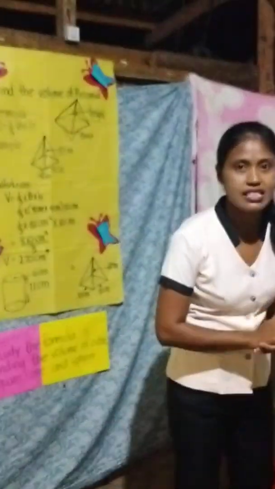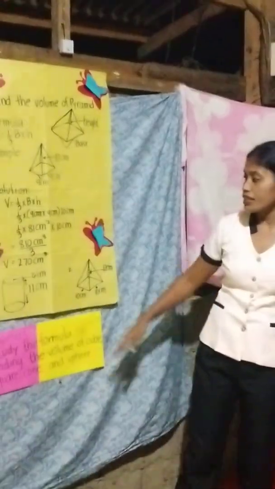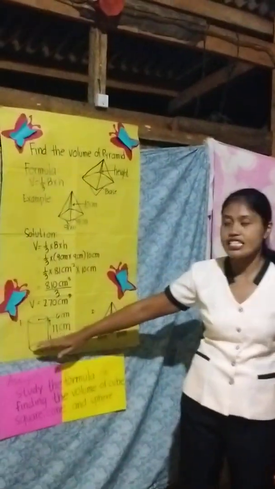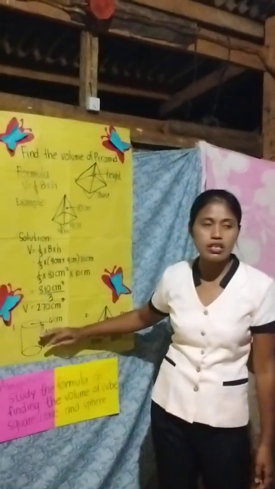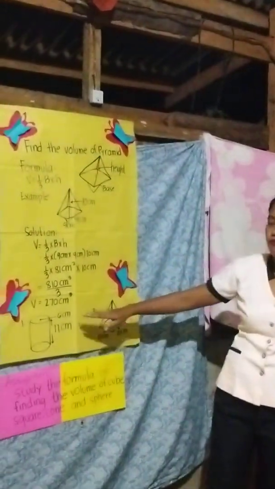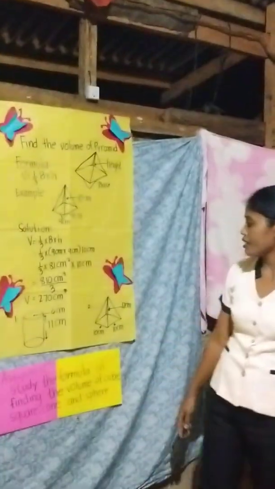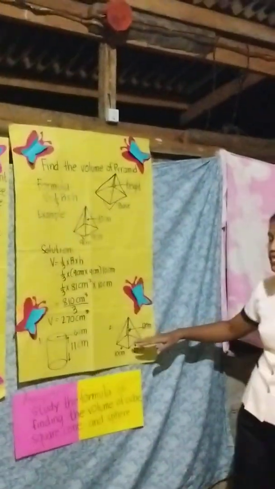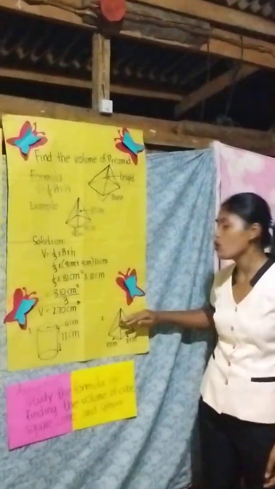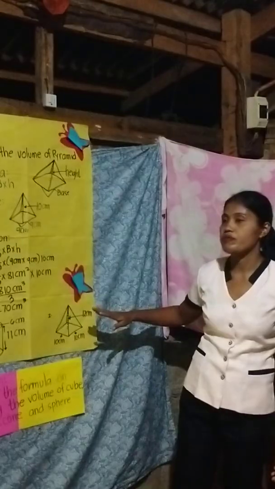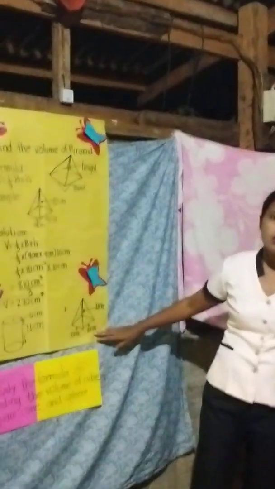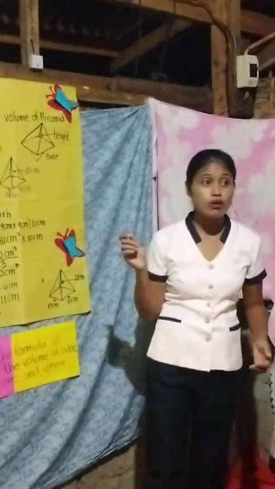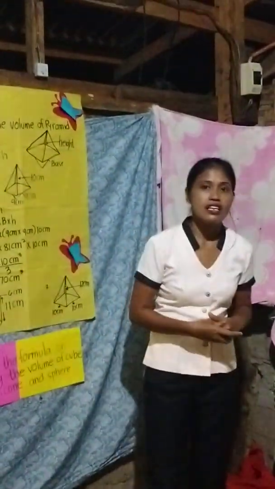So, what is the answer of number 1, class? The volume of the cylinder, class, is equal to 1,243.44 cm cubed. And number 2, the volume of this pyramid, class, is equal to 400 cm cubed. Do you understand? If you have no questions, then I will give you a small quiz.